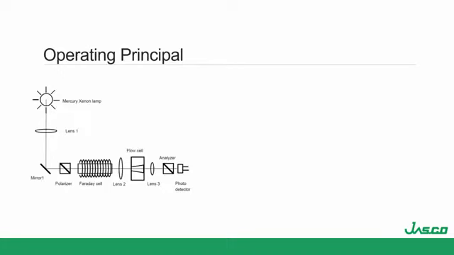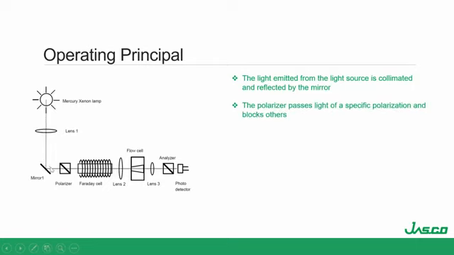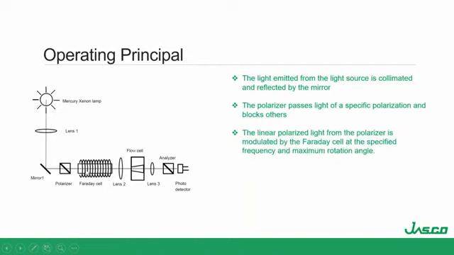The operating principle, again, you're going to start with a mercury xenon lamp. The light is emitted from the light source and is collimated and reflected by the mirror. The polarizer passes light of a specific polarization and blocks all others and sends it off to the Faraday cell. The linear polarized light enters the Faraday cell at a specific frequency and maximum rotation angle.